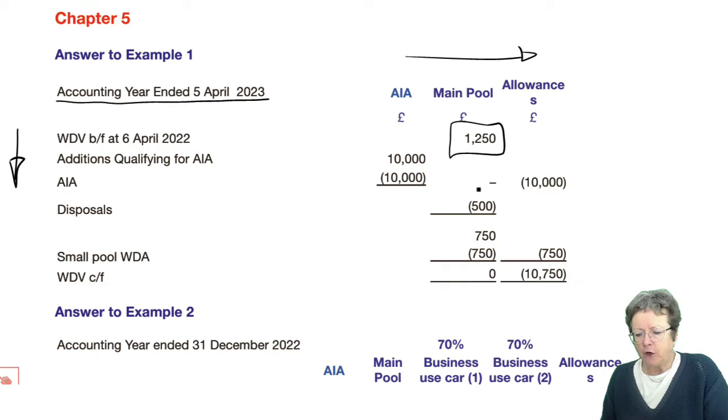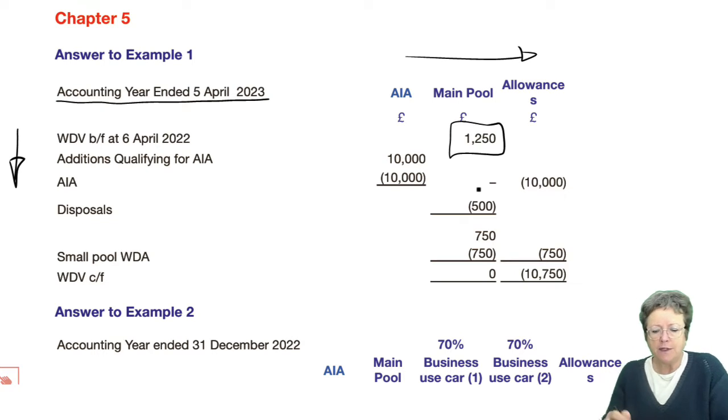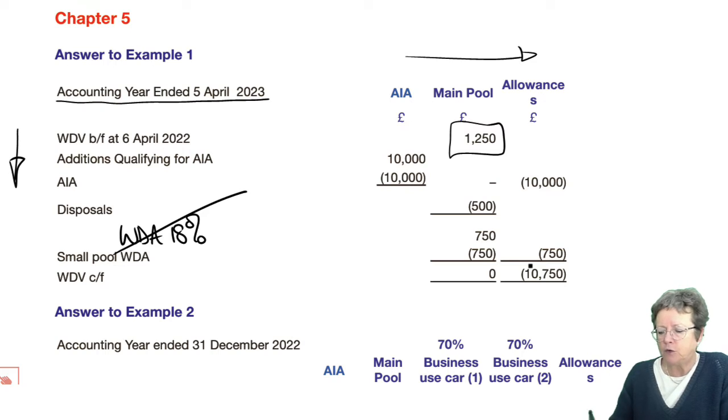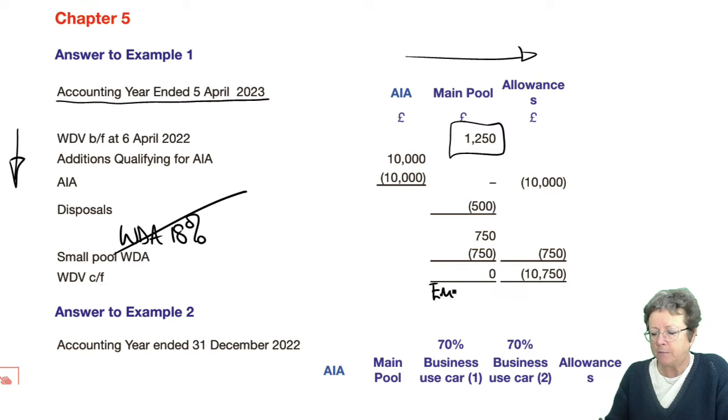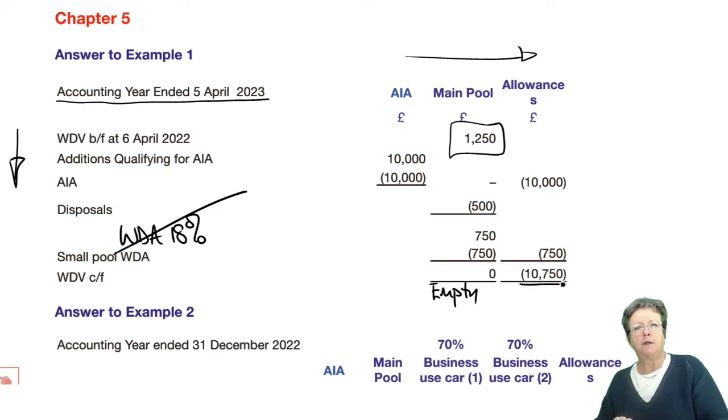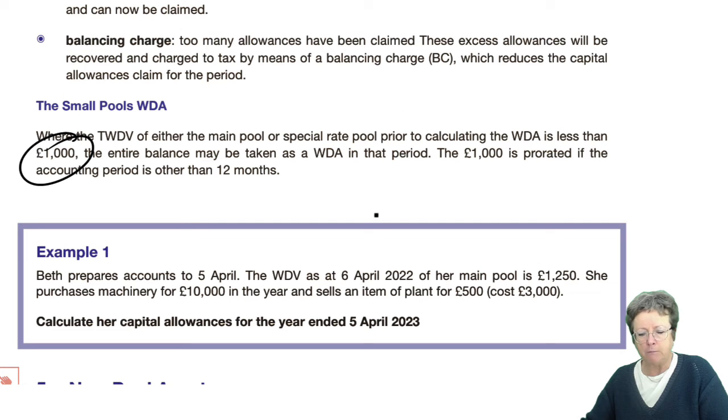The balance on that pool after we've taken the disposal out is only £750. So instead of written down allowance 18%, no, we're just going to write it all off. So this pool now is empty. And we've claimed it all in one go. And obviously this figure of 10,750 needs to go across to the adjusted trade profits and deducted therefrom.